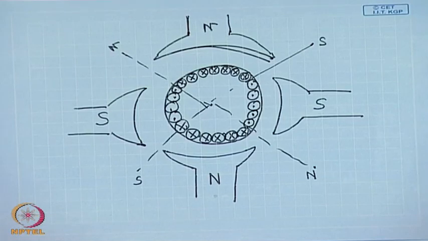Now, these pole pairs, north and south, one set of pole pair will be connected in series. So, there will be several such pole pairs depending on the number of pole pairs on the stator. These pole pairs can be connected either in parallel or in series. Accordingly, there will be two types of armature winding called the lap winding and the wave winding. The lap winding is the parallel connection of armature poles, and the wave winding is the series connection of armature poles.